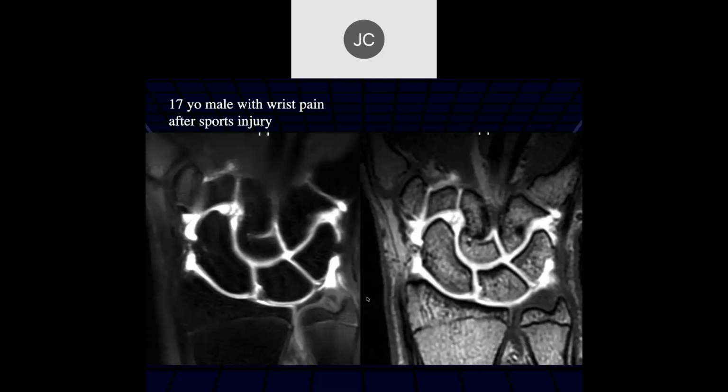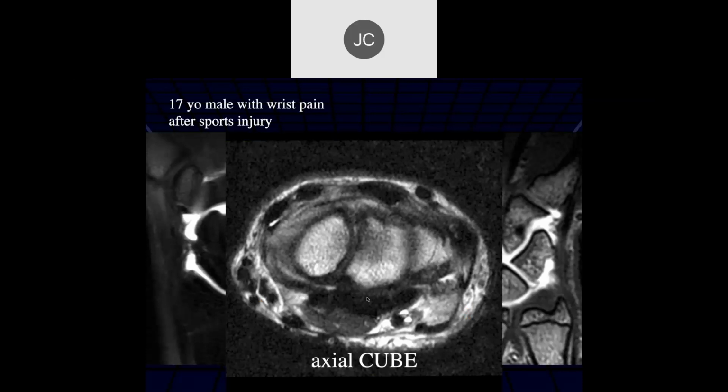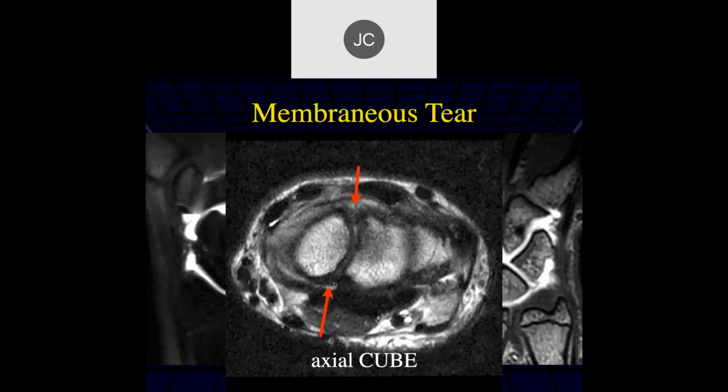Okay, so 17-year-old male, wrist pain after sports injury. We see a defect in the scapholunate ligament, in the membranous portion. Here's a 3D 1 millimeter non-skip image, 3D cube. I think the dorsal band looks a little irregular, a little thickened, but it looks like it's intact. The volar band looks okay. And this was a stable membranous tear.